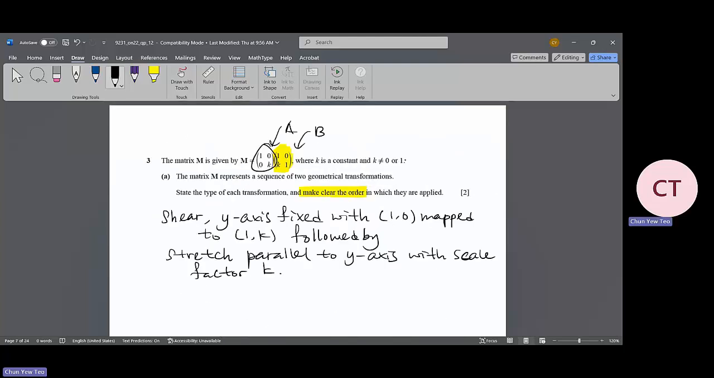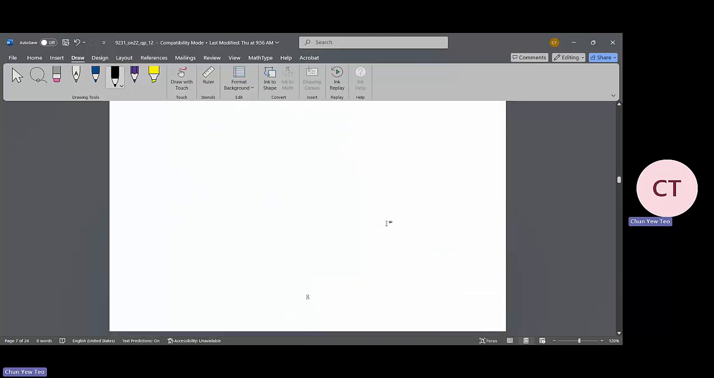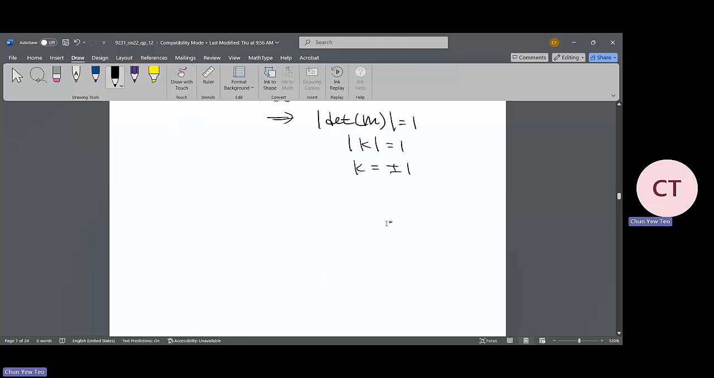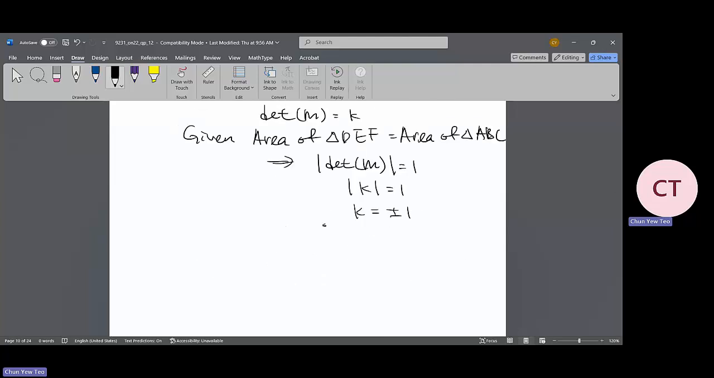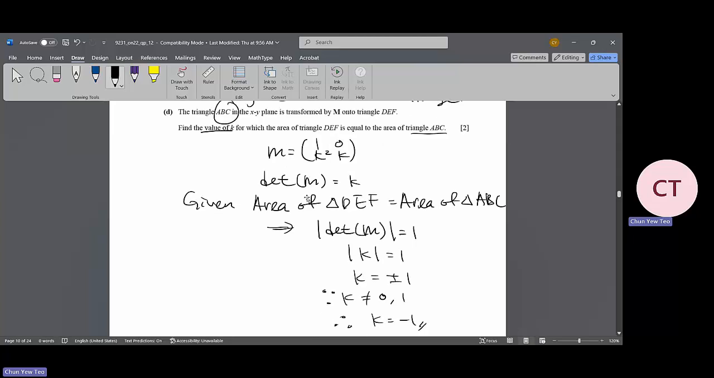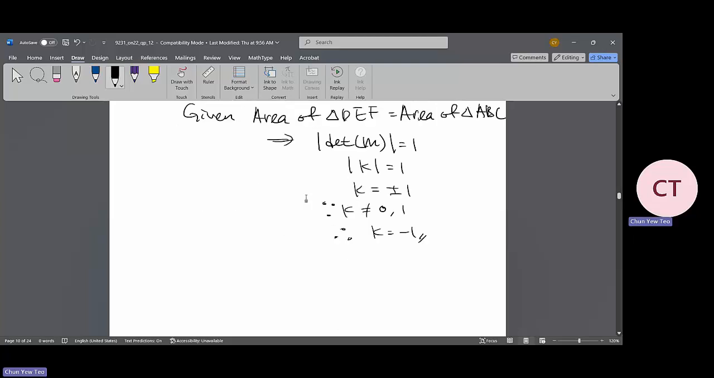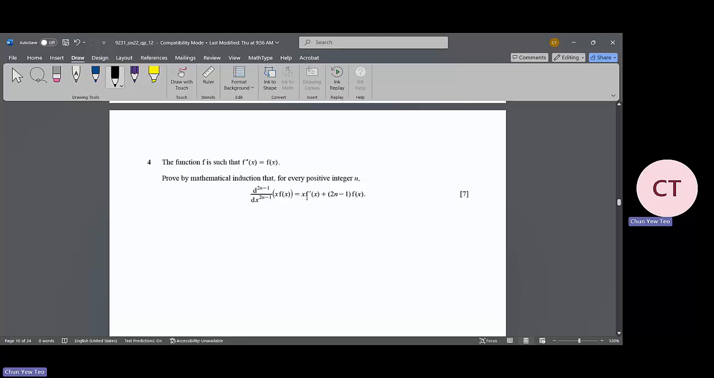They say that the k cannot equal to 0 or 1. So for this reason, because k is not equal to 0 or 1, therefore your k must be negative 1. So this will be the answer for question D. So now move on. Question number 4. Sorry, just now was question number 3. This one is question number 4 right now.